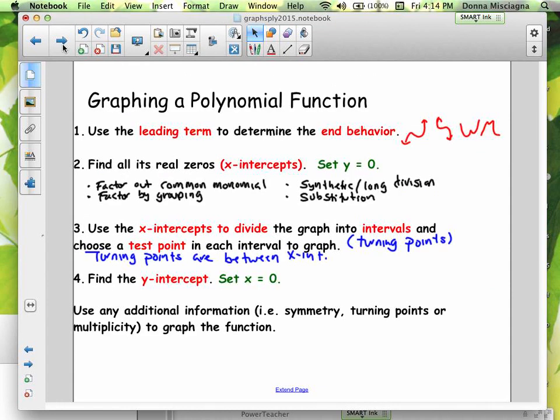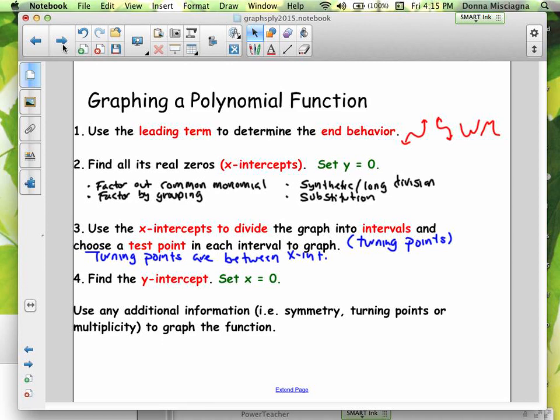And so the next thing we'll be looking at is graphing a polynomial function. I'm just going to introduce the steps, and then we'll pick up with this on Monday. So you're going to use your leading term to determine your end behavior, and we'll also write it out so that you get practice writing it in the correct notation. You're going to find all your real zeros, their x-intercepts, and you have your 4 different ways. You're factoring out a common monomial, you factor by grouping, using the rational root test, and then synthetic and long division or substitution. You're going to use the x-intercepts to divide the graph into intervals and choose a test point in each interval to graph.